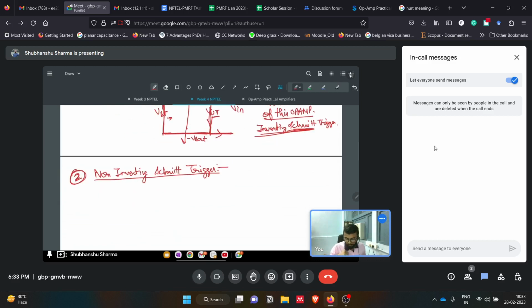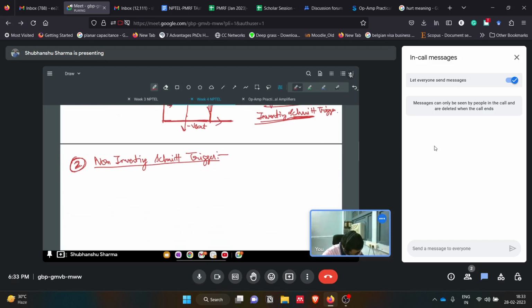In this case, only the input changes. Earlier we were giving input to the inverting terminal of this op amp, but now we'll give input to the non-inverting terminal of the op amp. So the circuit will look like this. This is R2, this is R1. Here we are giving V input. This is grounded. This is positive feedback. This is the output. Now if we analyze again, what will happen?